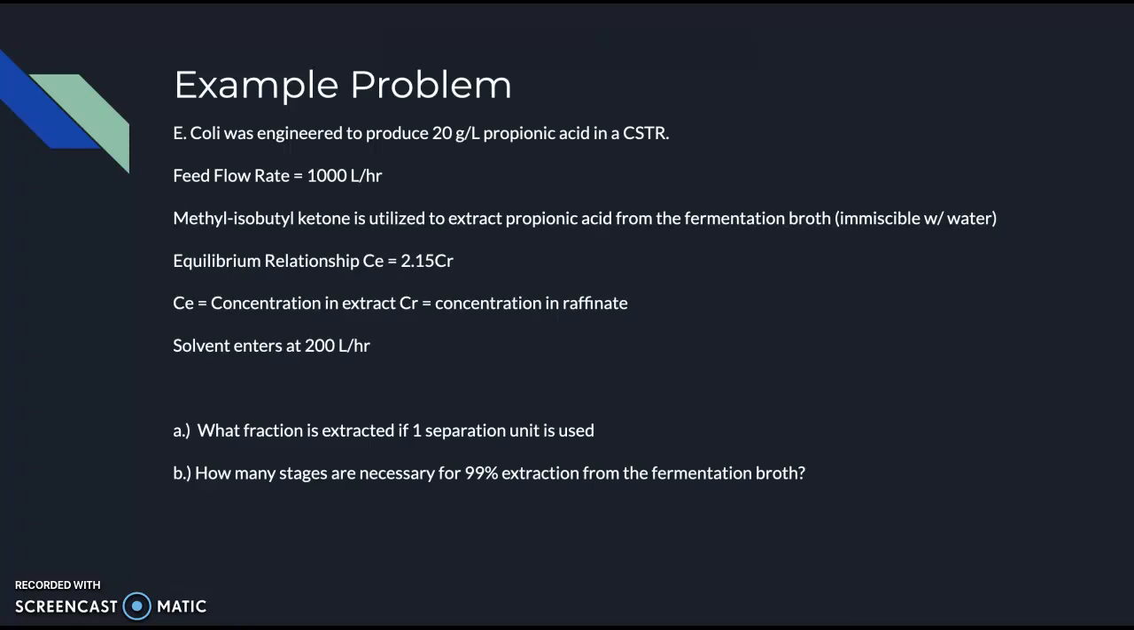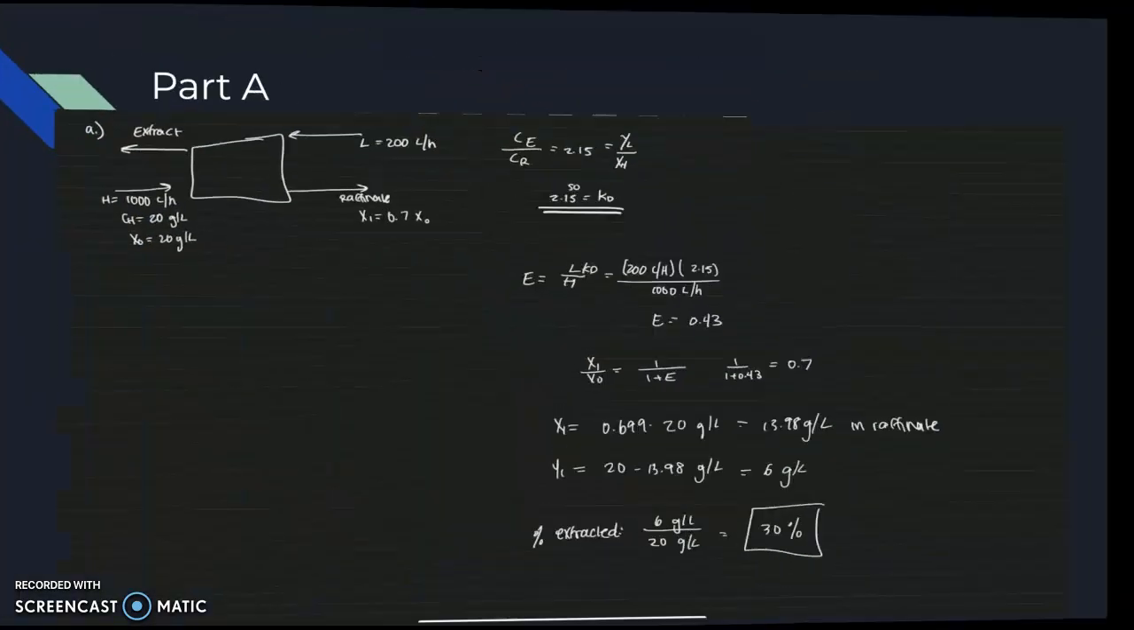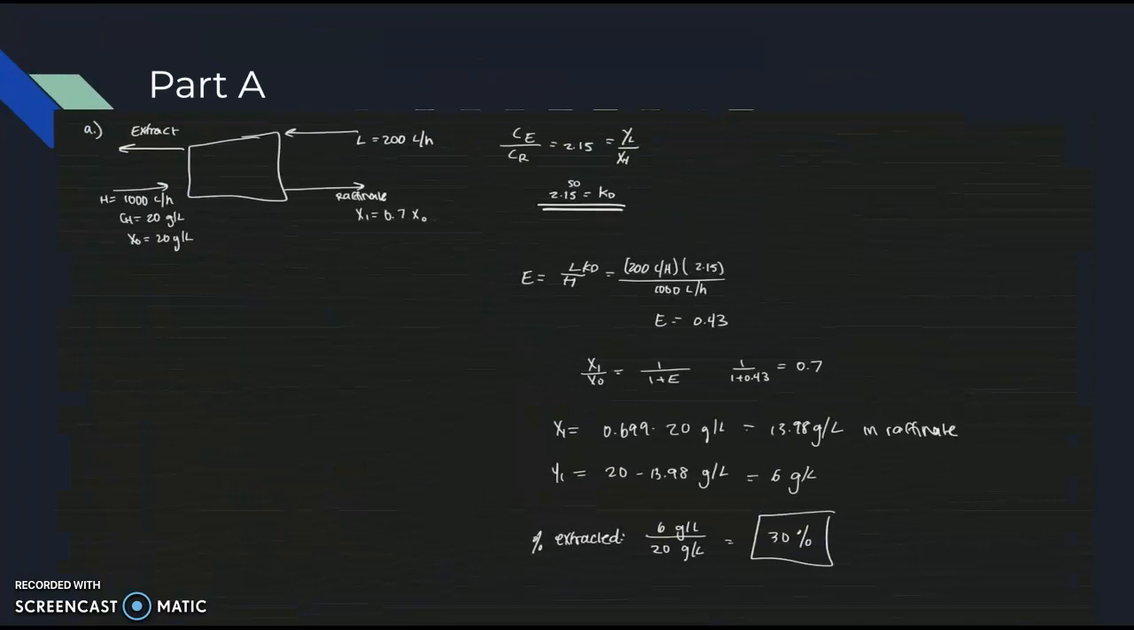We're given the equilibrium relationship of Ce equals 2.15 Cr. Ce is the concentration in the extract, and Cr is the concentration in the raffinate. And then we are also told that the solvent enters at 200 liters per hour. We'll look at two parts for this problem. Part A, what fraction is extracted if we use one separation unit, and then B, how many stages are necessary for 99% extraction.